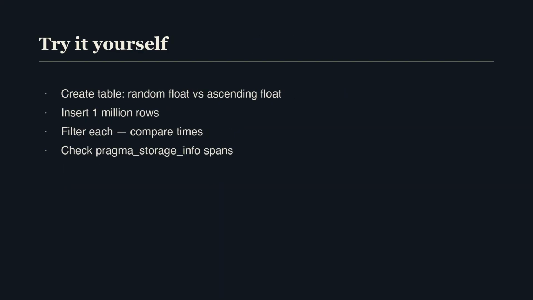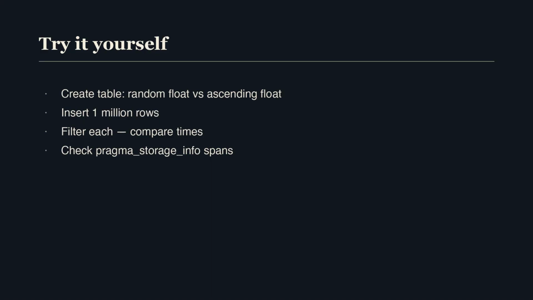Try this yourself. Pause here and build this before moving on. Create a table with 2 float columns, one filled with random times 100, one filled with i divided by 10, an ascending sequence. Insert 1 million rows. Then run a filter on each column and compare the times. Use PRAGMA storage_info to look at the stats column.